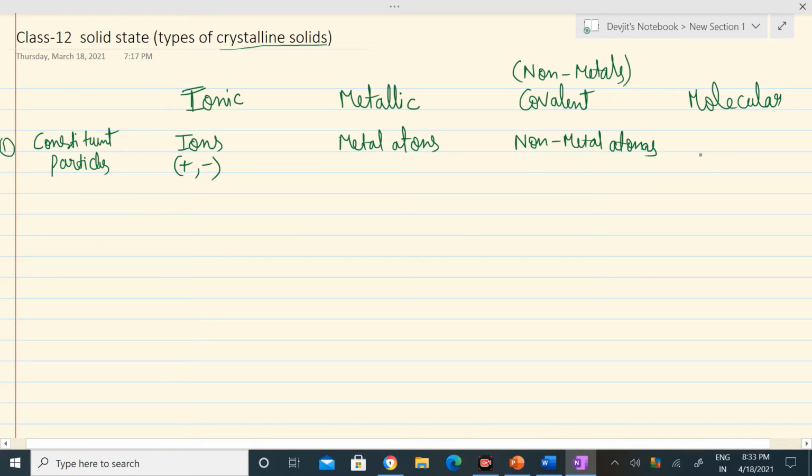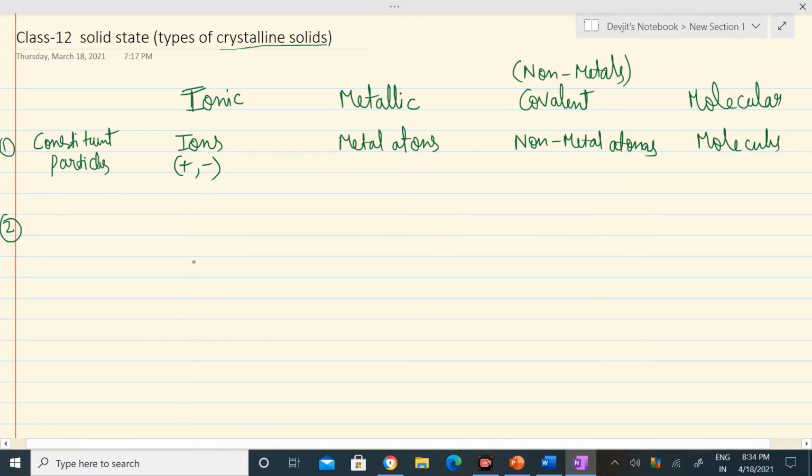Molecular solids are made up of molecules. So these are the constituent particles, or the main particles, which make this solid. So the first property is done. Let's go with the second property.